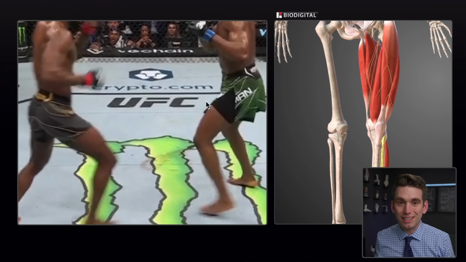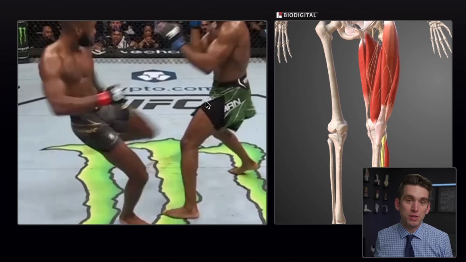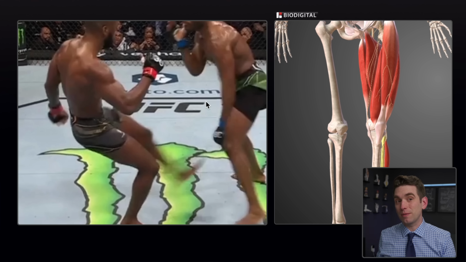Leon Edwards delivered a kicking masterclass to defeat Kamaru Usman at UFC 286. And in this video, we're going to talk about the underlying anatomy of all the different kicks he employed.